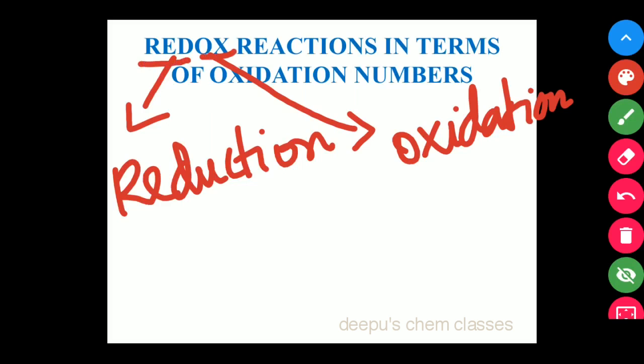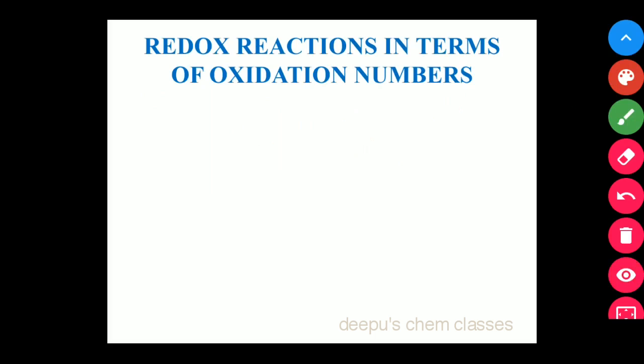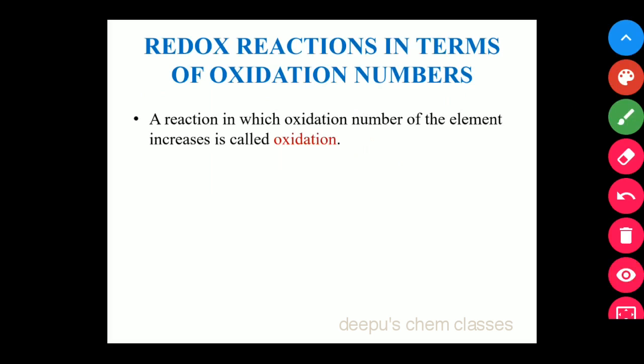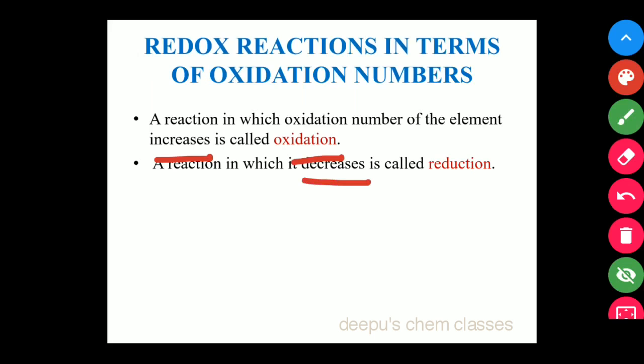So usually a redox reaction accompanies some changes in oxidation numbers. So how can redox reactions be expressed in terms of oxidation numbers? When a reaction occurs, usually an element from the reactant side will be changed into product, accompanied by some change in oxidation number. If the oxidation number increases, then the process is said to be oxidation. If the oxidation number decreases, then it is said to be reduction. So let us see examples.